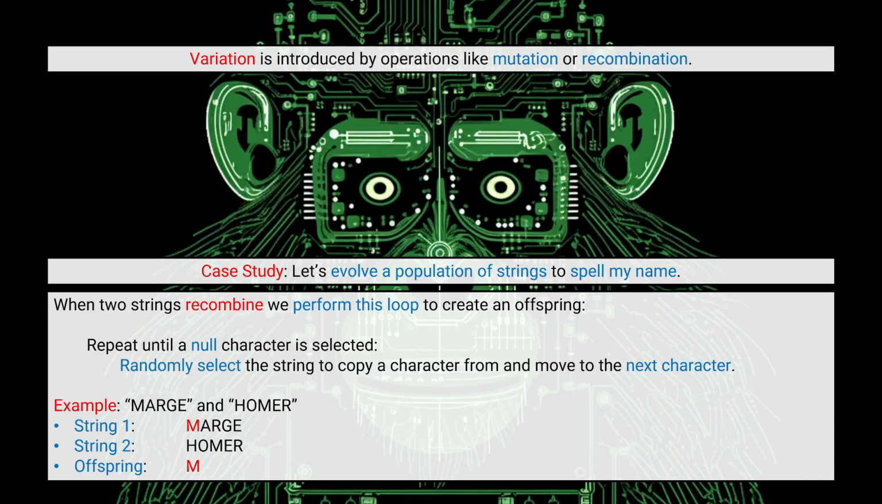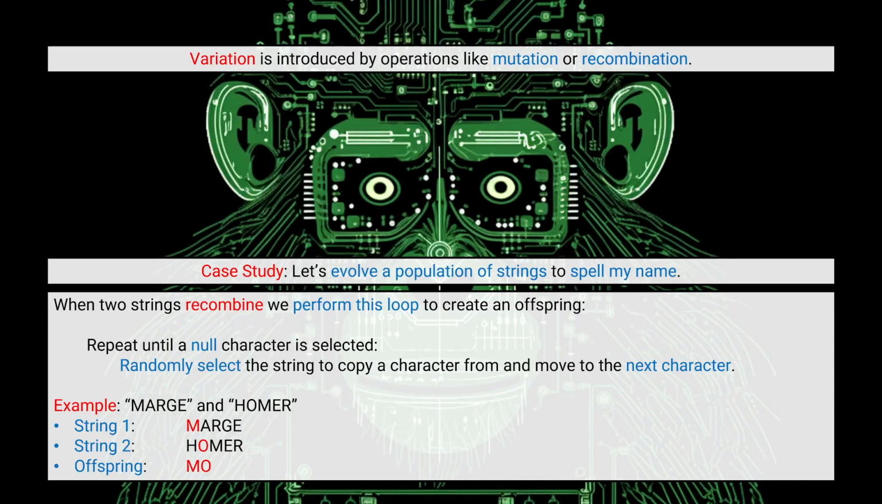So in my first example here, we've lined up Marge and Homer. And I'm going to imagine I'm flipping a coin, and I randomly picked Marge on my first one. So I'm going to copy the M instead of the H from Homer into my offspring. And I'm just going to keep doing this. On the next iteration, we might make another choice. And in this case, I pick string 2 maybe, and I pick the O instead of the A. And again, you can just imagine the pointer moving down.